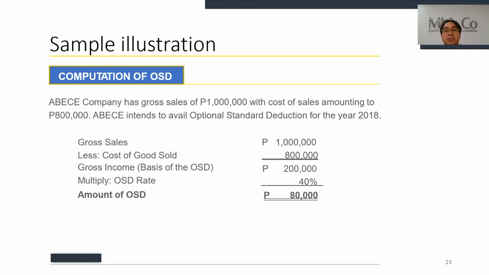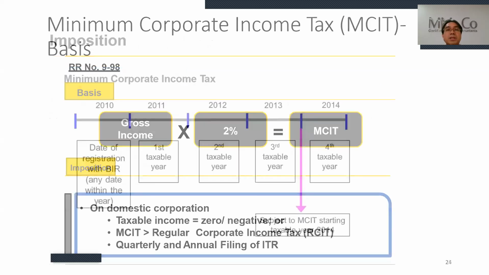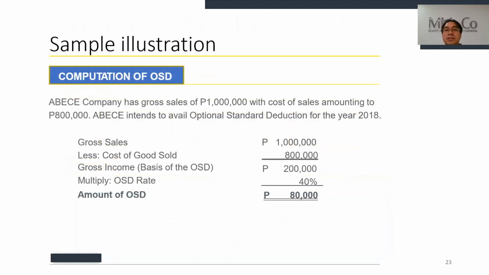Okay? So anong gagawin natin doon sa 80 mo? O bakit biglang nagkaroon ng minimum corporate income tax? Ituloy lang natin, siguro na-delete ko lang yung slide. So, ang mangyayari, yung 200 mo, ima-minus mo yung OSD mo. Kasi your OSD is in lieu of your itemized deduction. So, ano yung itemized deduction? Yun yung mga kung ano-anong resibo mo.